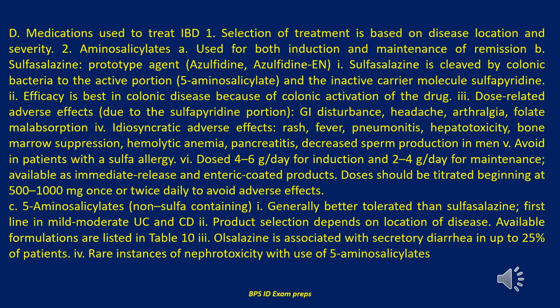C. 5-aminosalicylates are non-sulfa-containing medications. 1. They are generally better tolerated than sulfasalazine. They are first line in mild-moderate UC and CD. 2. Product selection depends on location of disease. The available formulations are listed in Table 10.